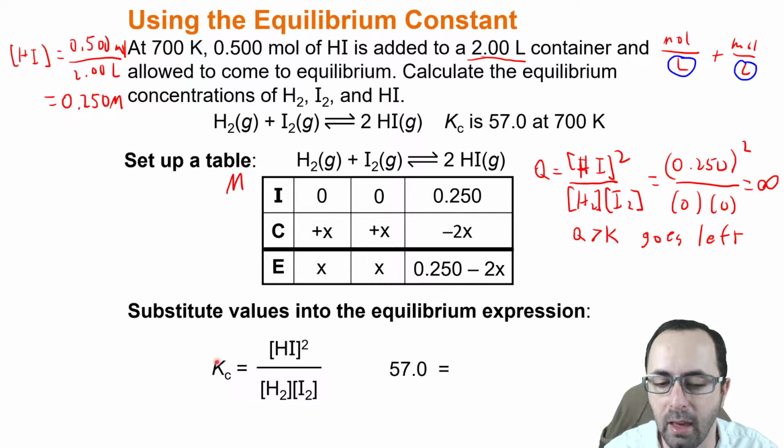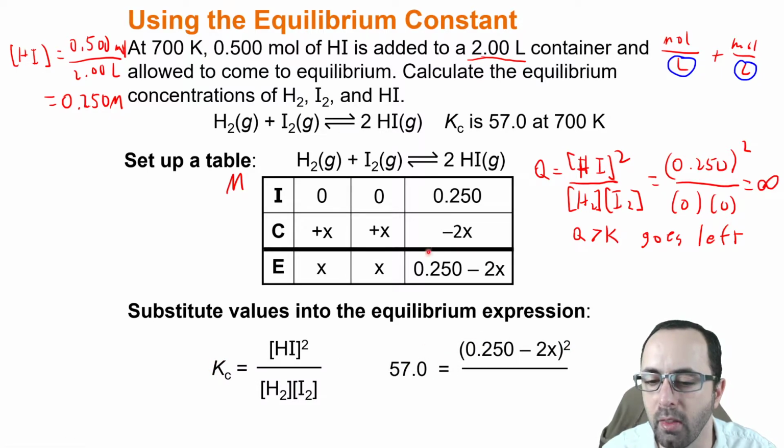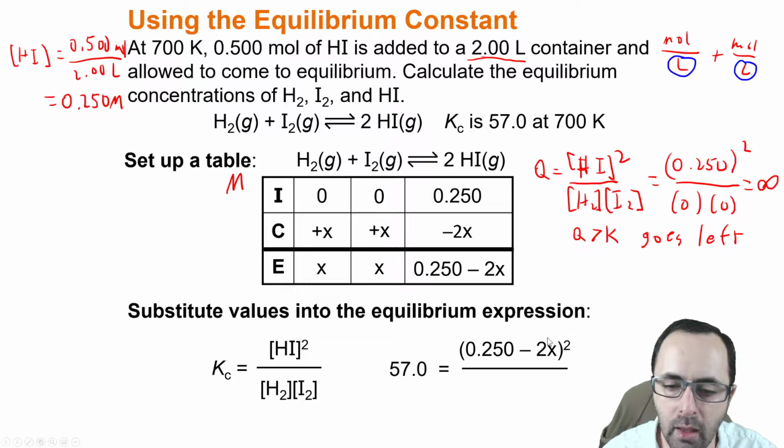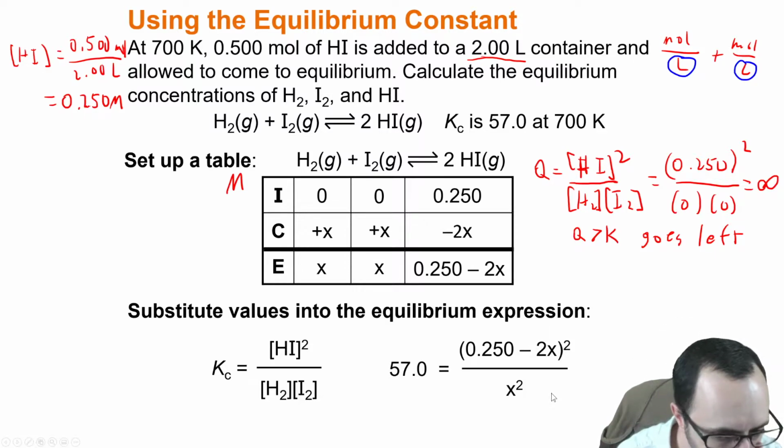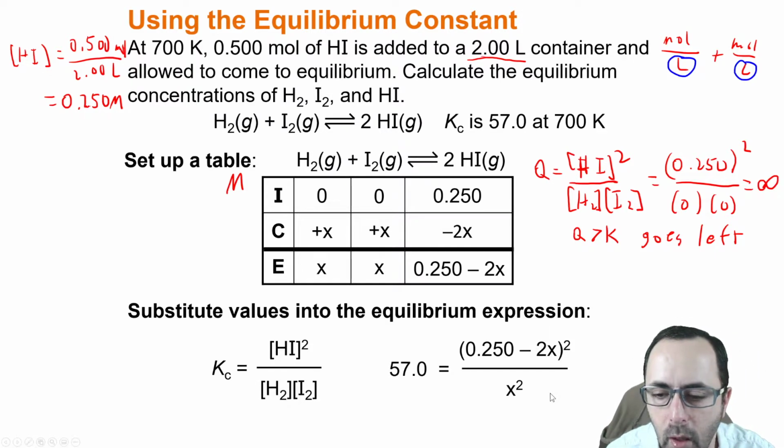So we plug that in for the K. And now for the concentration of HI, we put in this amount right here, 0.25 minus 2x, and we're squaring that. And then we're going to plug in x, our equilibrium concentrations for each H2 and I2. So we get x times x on the bottom, which is x squared. So at this point, we're ready to solve for x. And so we're going to have to do some math here.